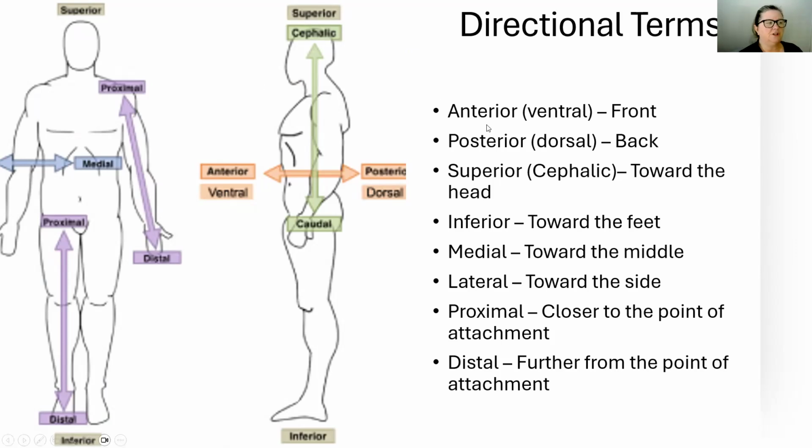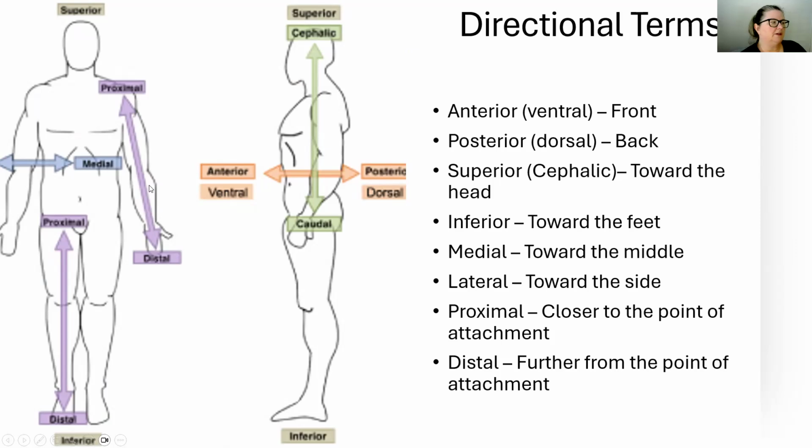So let's start with anterior. Anterior or ventral, which are interchangeable, means front. Anything towards the front is anterior or ventral. The opposite, anything towards the back, is posterior or dorsal. Superior or cephalic is anything towards the head or up. Inferior, also known as caudal, which I did not put here, I apologize, is anything down or towards the feet.